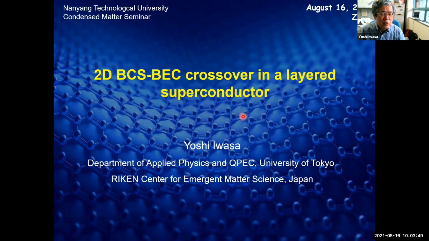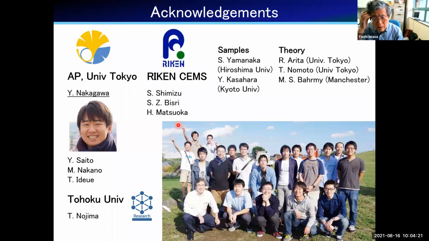So my name is Yoshihiro Iwasa from University of Tokyo. I'm going to speak about the two-dimensional BCS-BEC crossover in layered superconductors. I have been working on 2D materials, but also in the ionic liquid gating induced superconductivity. So this is a kind of merging activity in our group. We are working with many colleagues. This is our group's picture taken a couple of years ago already. The main work has been carried out by Yuji Nakagawa, our former PhD student. The samples came from Hiroshima University and Kyoto University, and the theory support is obtained from my colleague at the University of Tokyo.